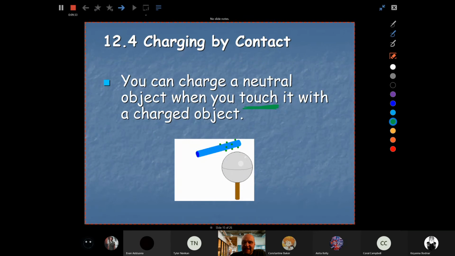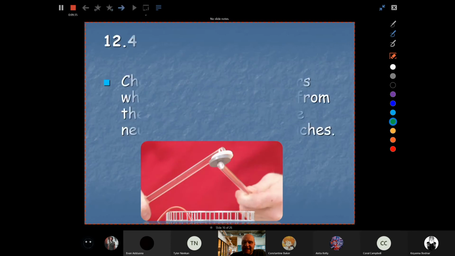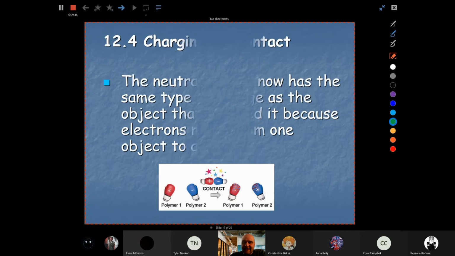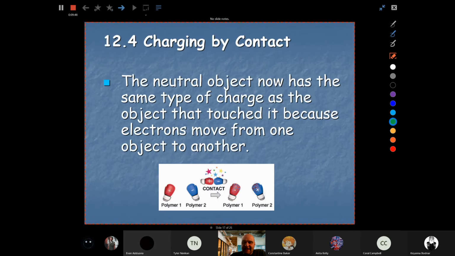Okay, moving on here. Charging by contact occurs when electrons transfer from the charged object to the neutral object that touches it. You know, let's not bother copying that. It's a little wordy. Charging by contact, the neutral object now has the same charge as the object that touched it because electrons move from one object to another. Again, no reason to copy that down.